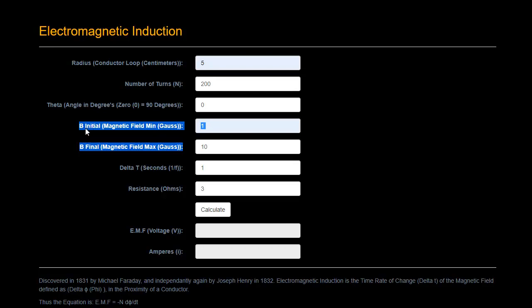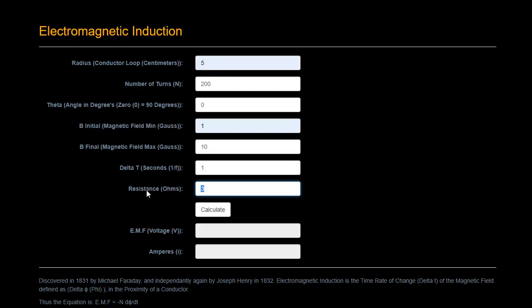So I'll just explain very quickly B initial and B final. This is the d phi dt. B is the phi, the magnetic flux. At the initial value, we're going to start off at 1 Gauss. The final value, we're going to finish off at 10 Gauss. And we're going to do all that over 1 second. Now the resistance here of the 200 turns is 3 ohms. We're just guessing that, just using it as an example. Could be 300 ohms for all we know.